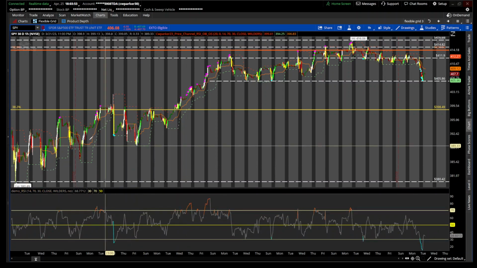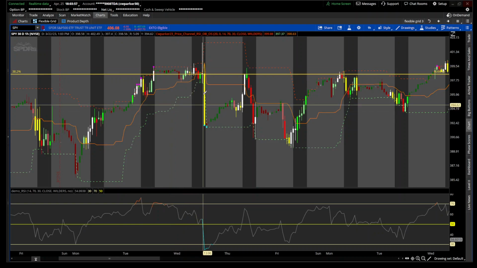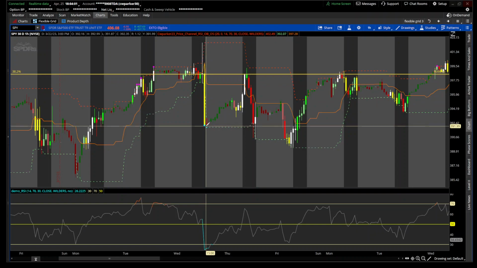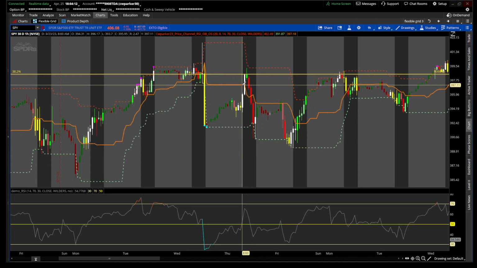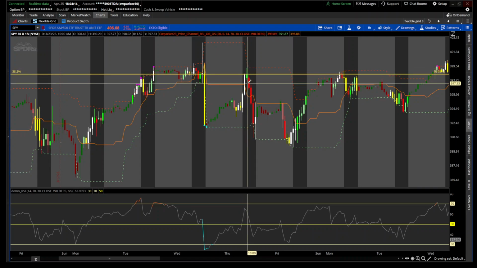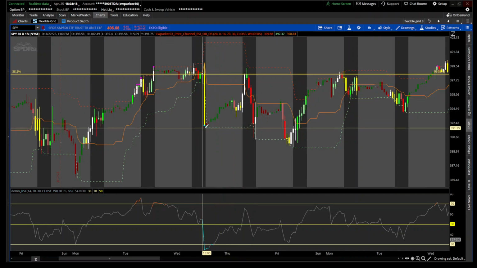But for the most part, the way he uses the strategy is, once the price moves to the lower band and RSI is below oversold, you'll take a trade right here, and you'll get out of it once it reaches the top, or whatever you're comfortable with. But for the most part, that's how the trade works.